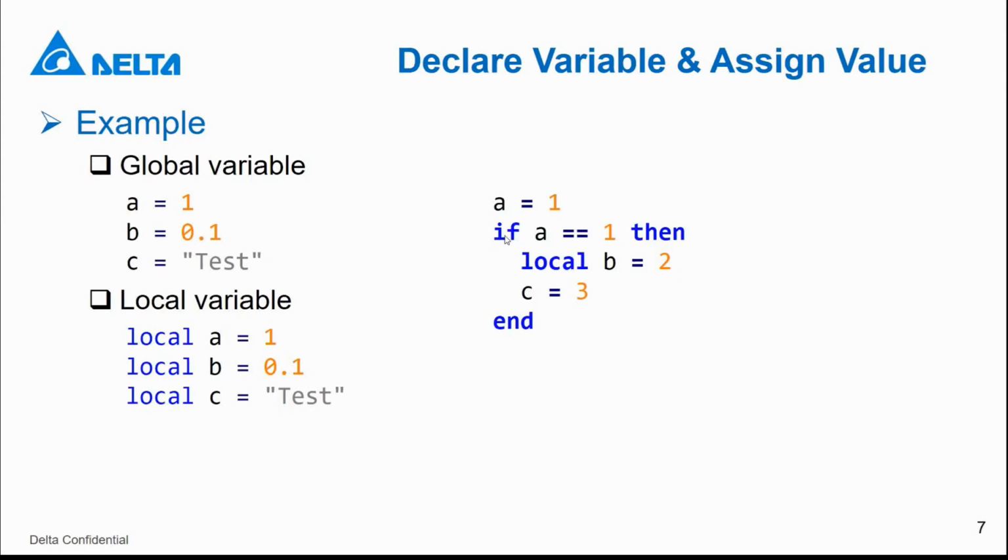This is an if section. In the if, we define a local variable b equal to 2, and a global variable c equal to 3. After the if section, a and c can still be accessed, but variable b cannot, because it's local, which means only available in this section. After this section ends, you cannot read variable b anymore. So that's the difference between global and local variables.